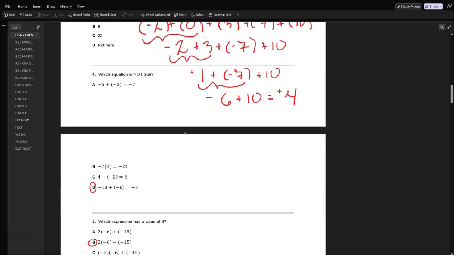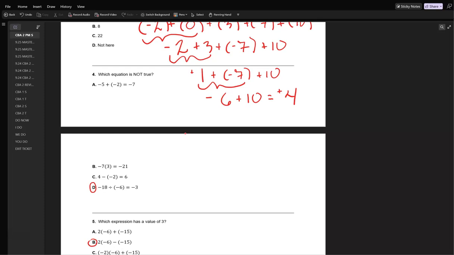Okay. Alright. So let's look at this next one. Which equation is not true? Okay. So I've got the correct answer selected. Okay, so that means you guys should go through A, B, and C to prove that right. We can do that in class, of course. But let's see what happened here.